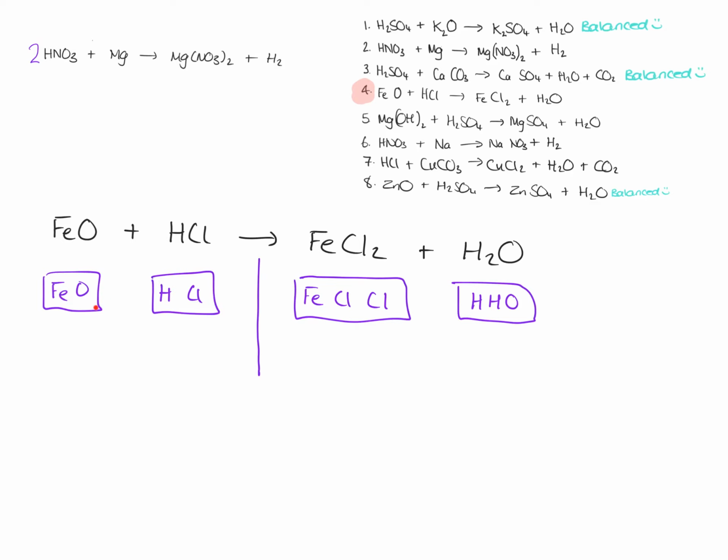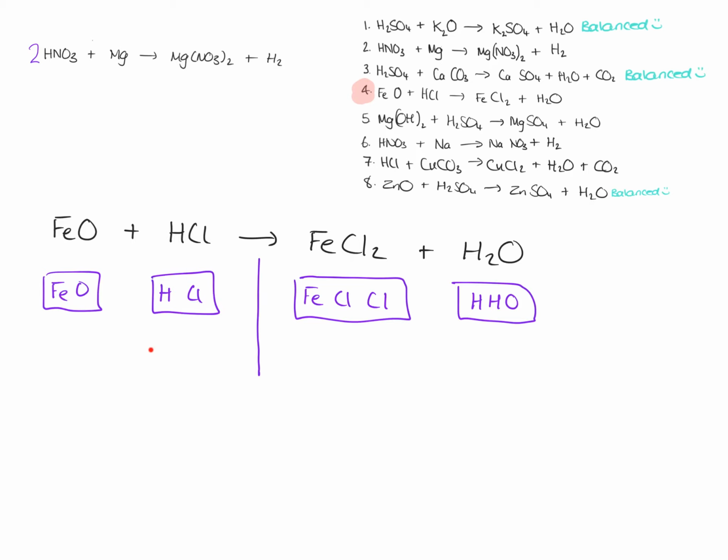Oxygen, I've got 1 going in, and I've got 1 coming out, so that's balanced. Hydrogen, I've got 1 going in, which is here, but I've got 2 coming out. So the hydrogen is not balanced. To balance it, I need to decide which side I need more hydrogen on. I've got 1 here and I've got 2 here, so I need to put more hydrogen on this side to get it to balance out.